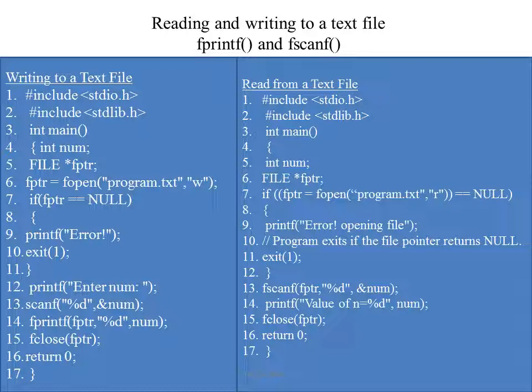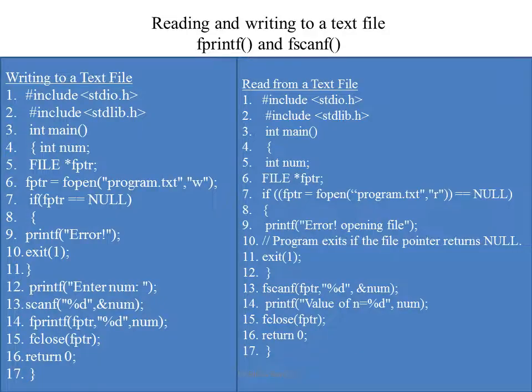Line number 13 is new. We want to take the value from the file. We all know scanf. Fscanf again has 3 arguments. First is the pointer, then %d and ampersand num. Everything is the same, we are just adding one more argument at the beginning of fscanf. Then we are printing that value and closing the pointer. The main line is line number 13, where we are adding one particular argument, that is fptr. This is the only difference between fscanf and scanf, which we already did with the console.